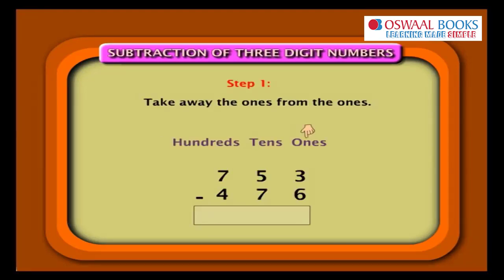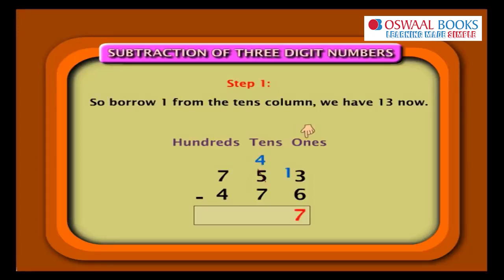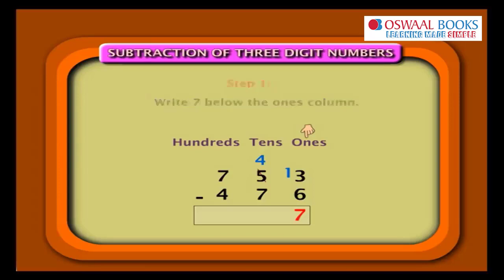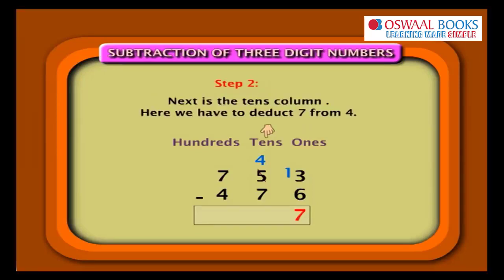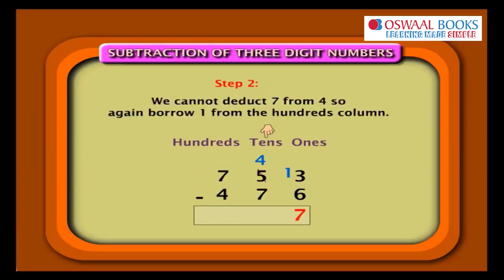Take away ones from the ones. We cannot take away 6 from 3. So, borrow 1 from the tens column. We have 13 now. Subtract 6 from 13. We get 7. Write 7 below the ones column. Next is the tens column. Here we have to deduct 7 from 4. We cannot deduct 7 from 4.